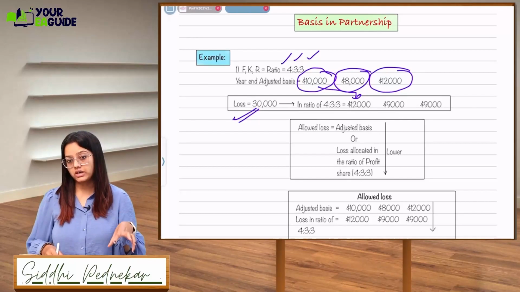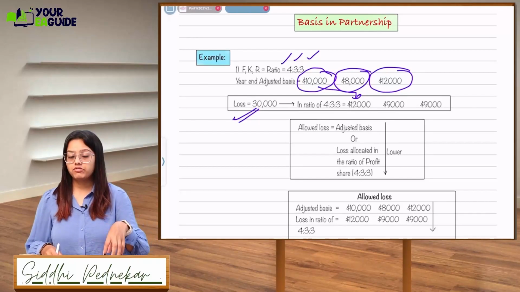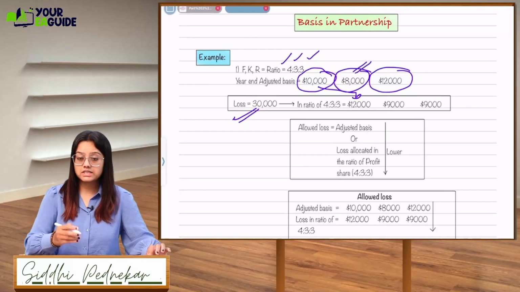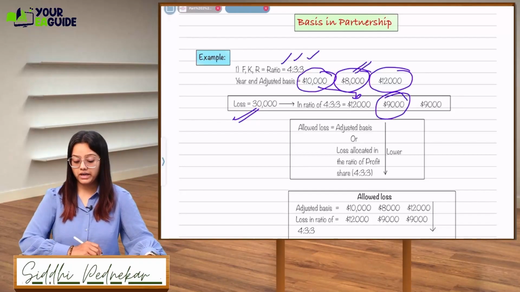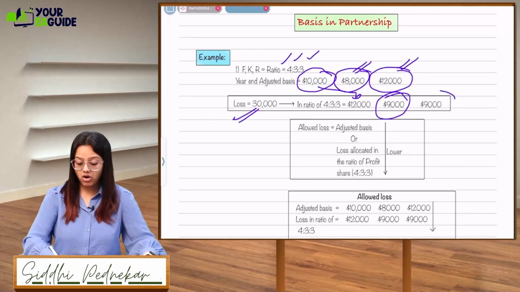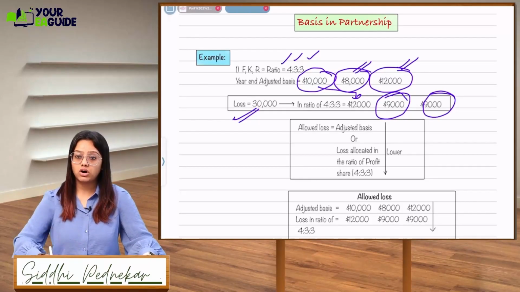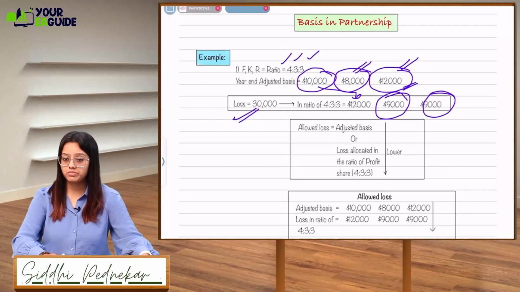So you can just take 10,000 as an adjustment. Same way for Mr. B, only 8,000 is the basis. He can take a loss only up to 8,000. Mr. C can take the whole 9,000 as a loss because he has enough adjusted basis of 12,000.